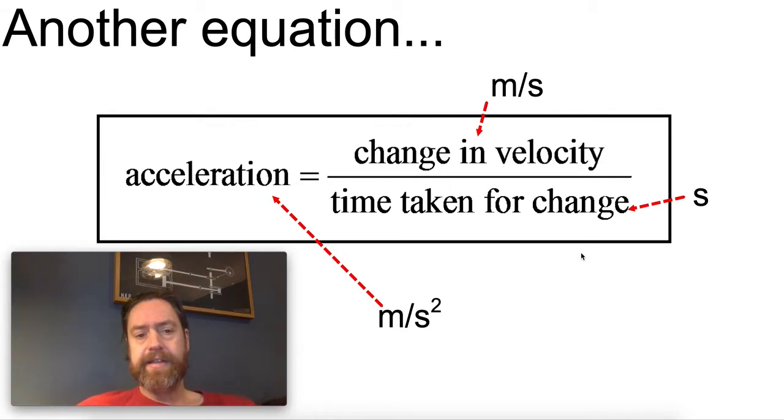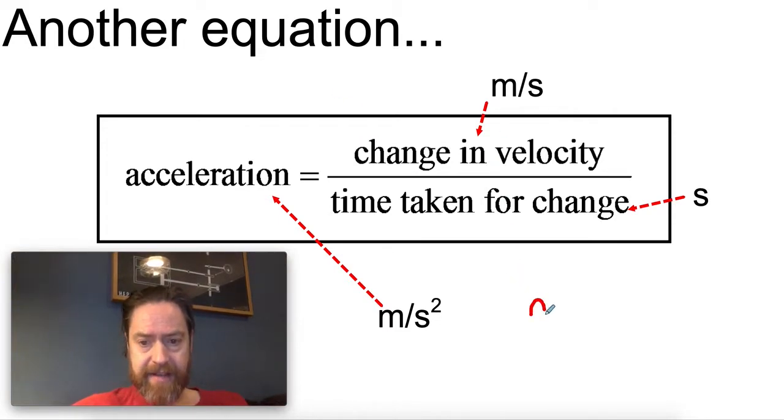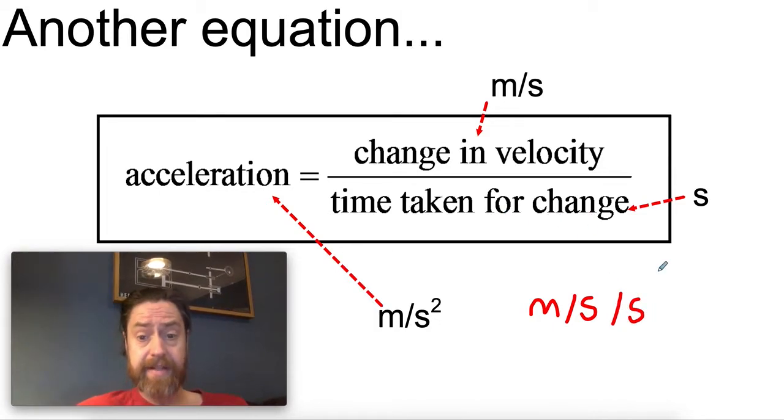But the acceleration is something that might be new to you. The unit is meters per second squared. The way we get to that is that we've got meters per second, which is the change in velocity, and then we divide all of that by seconds, which is the time taken for the change. So it's meters per second per second. And the shorthand way of saying that is meters per second squared.